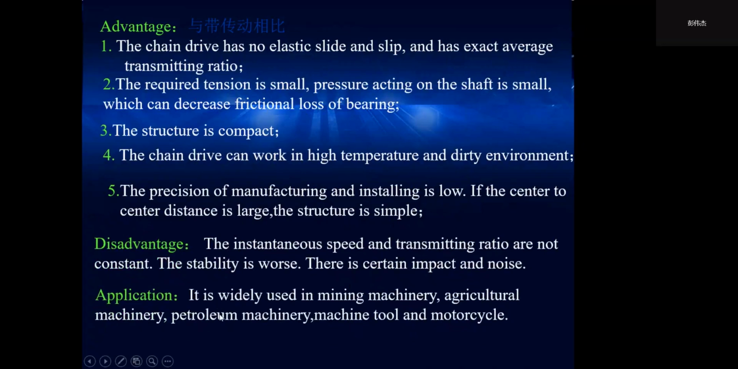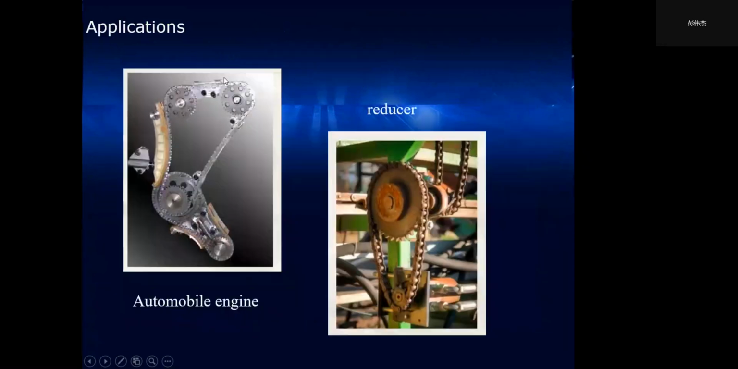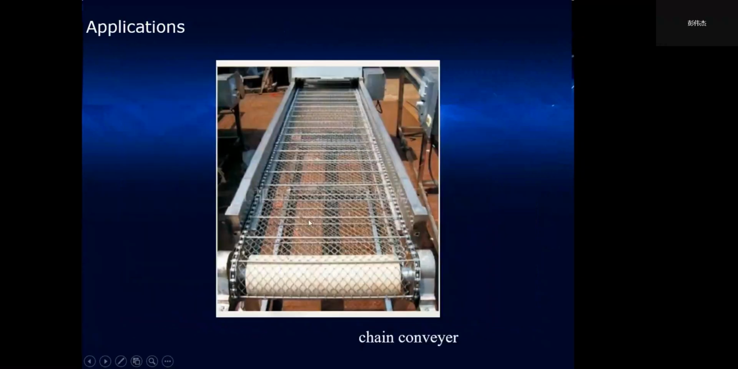Chain drives are commonly used in conveyor systems, automobiles, motorcycles, and so on. These are examples of applications of chain drives for automobile engine, reducer, and chain conveyor.